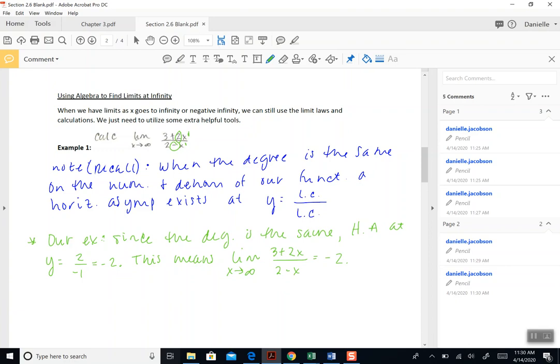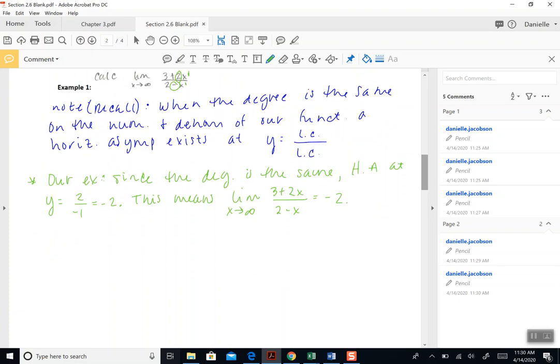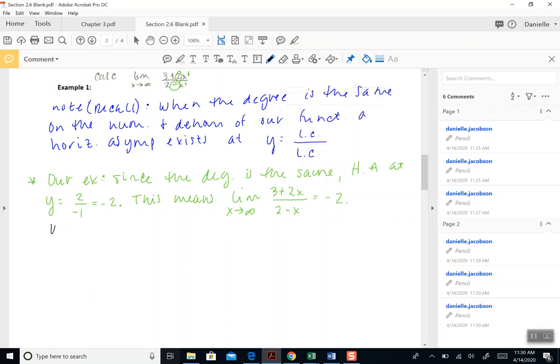you're done. However, let's say you don't notice this or you just like to do things algebraically, you can absolutely go through this process using algebra. So I'll do it that way just to give you an idea of what it looks like. So let's say that instead you decide to use algebra. Okay, you'd have to consider the limit as x goes to infinity of (3 + 2x) over (2 - x).